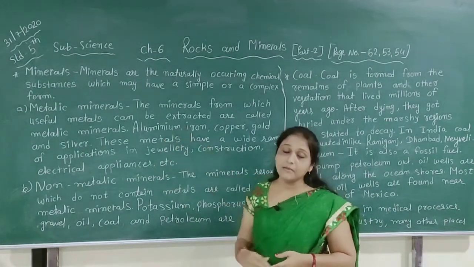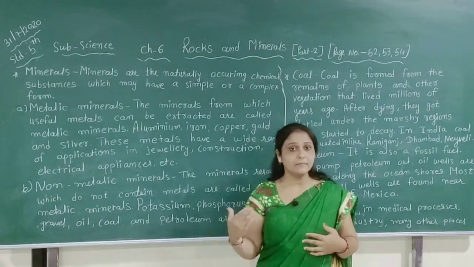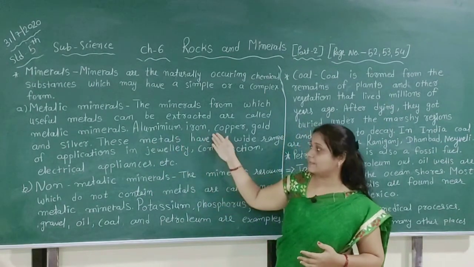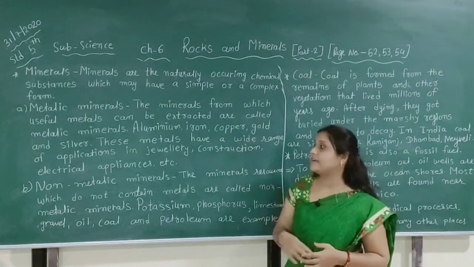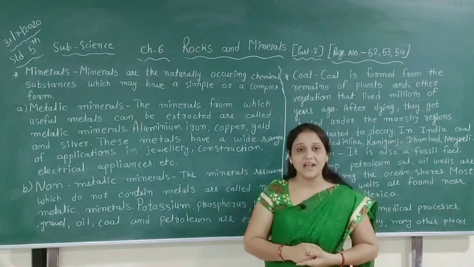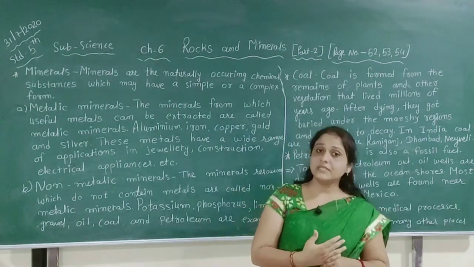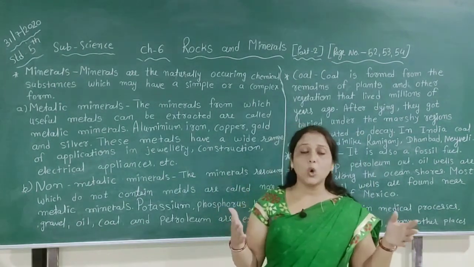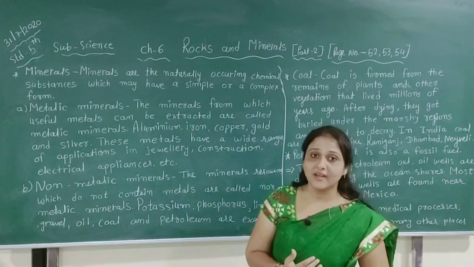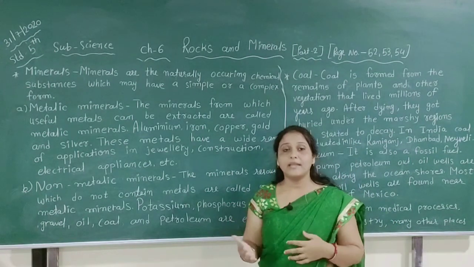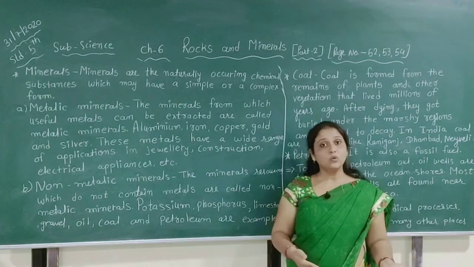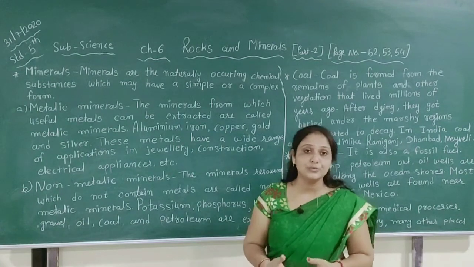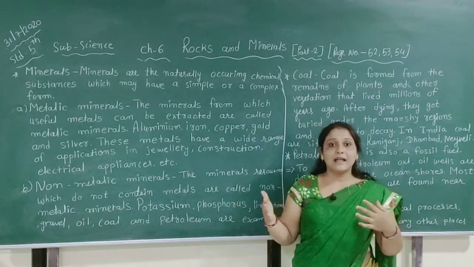These are examples of metallic minerals, and they are useful according to their types. These metals have a wide range of applications in jewelry. In jewelry, people wear different types of jewelry made from gold and silver, which are metallic minerals useful to us.